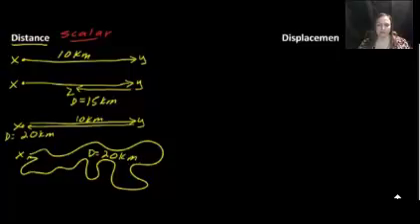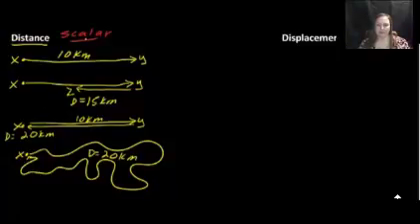Distance, by definition, simply put, is the total length of the path that you travel from your origin to your final destination or stopping point. It is the total length of the path traveled. That's distance. And distance is a scalar measurement.